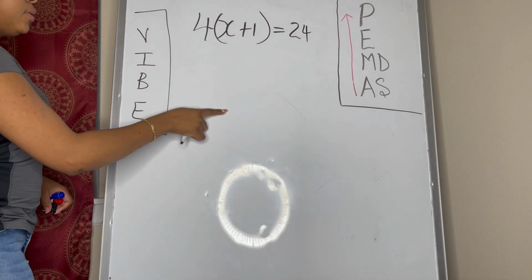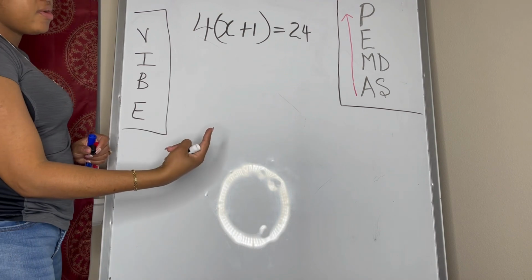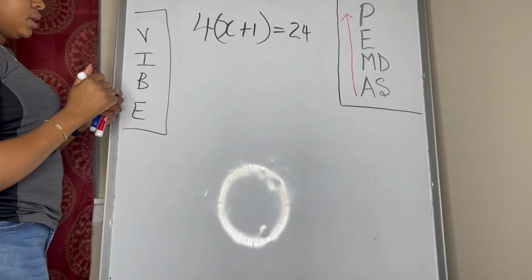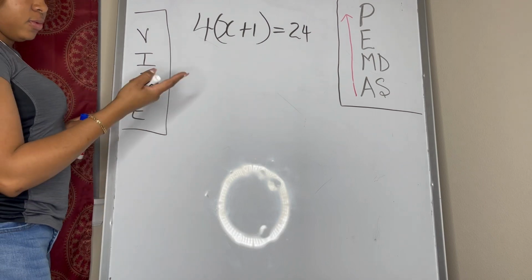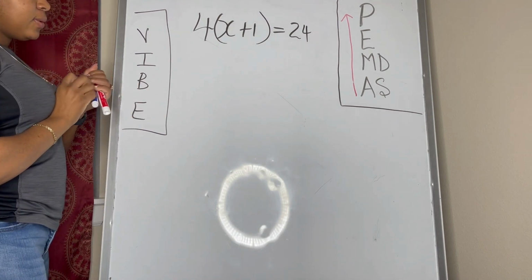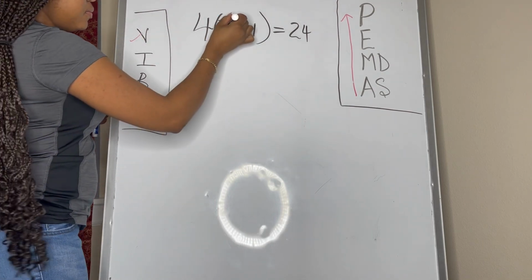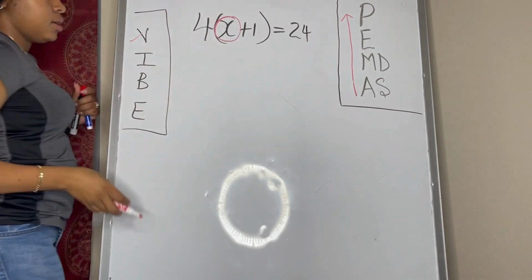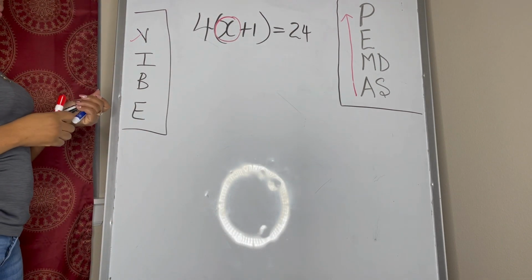Okay, here we go, solving the same problem, but this time we're following our order of operations rule to the T. So we're going to keep doing our vibe, and again, keep our order of operations in mind. So the first thing we need to do is find our variable. Our variable is right here. Our variable is inside our parentheses, so we won't be addressing that for a little bit.